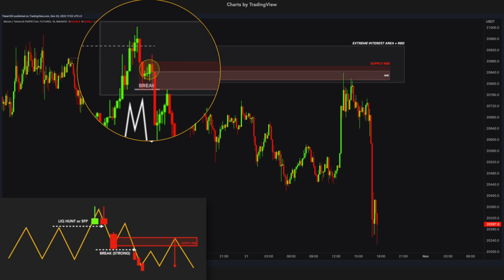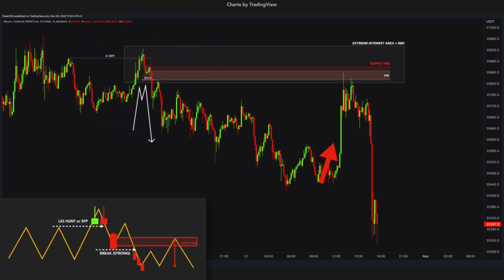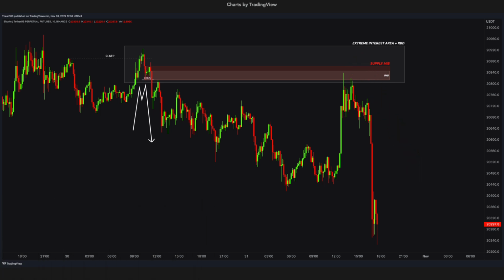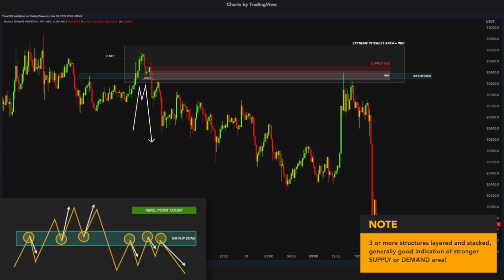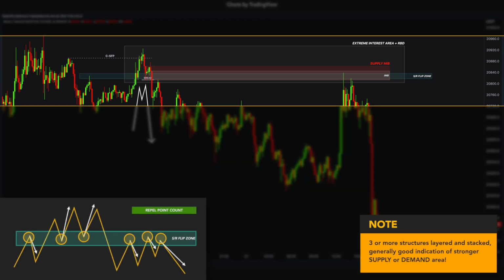It is inside the break area and the rally-based drop area. I knew that this would be a great place to wait and look for an entry. You can spice things up and look for more structures in the area, like support and resistance flips. Again, in the layer system, more structures touching each other means a much stronger supply or demand area.